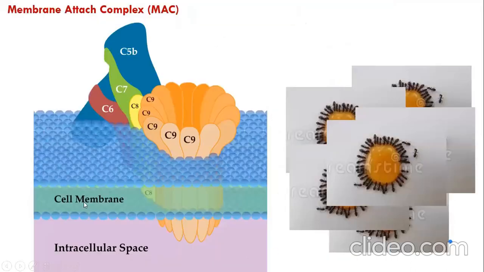What is that machinery? We call it the lytic pathway. The membrane attack complex is formed by C5b, C6, C7, C8 and a multimer, a homopolymer, of C9 protein. So the membrane attack complex is C5b, C6, C7, C8, and there are nine molecules or multiples of C9, and their function is to perforate, make holes in the cells, and cause lysis.